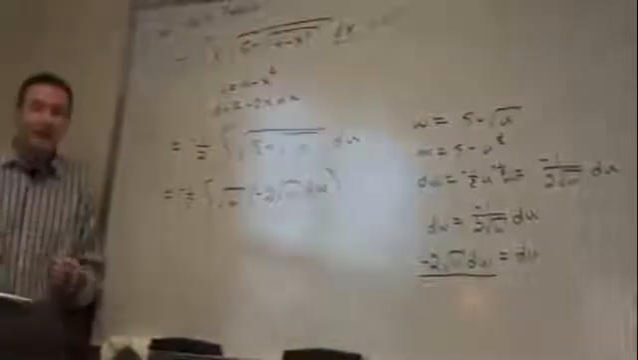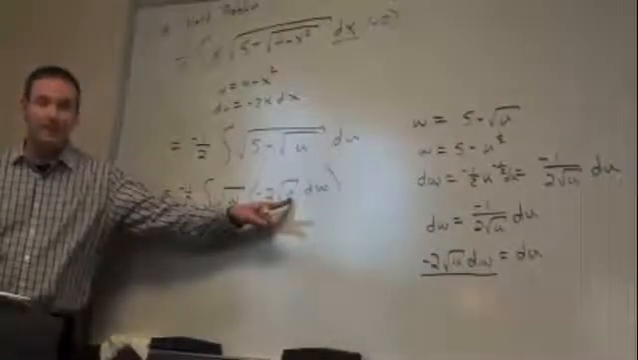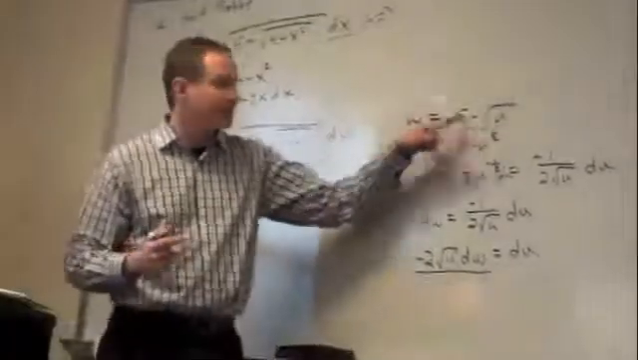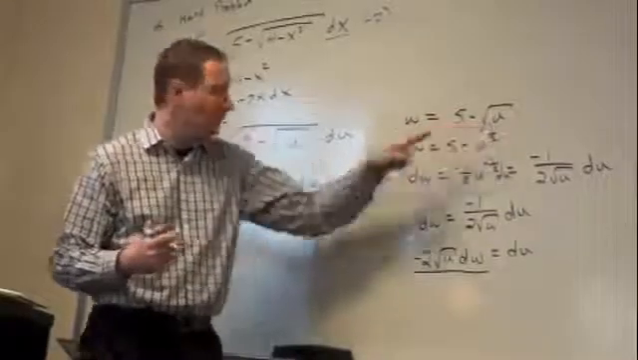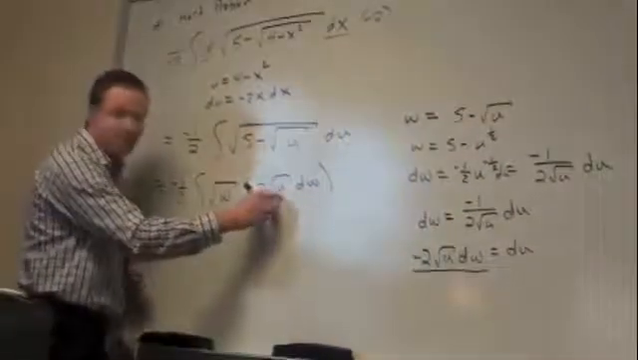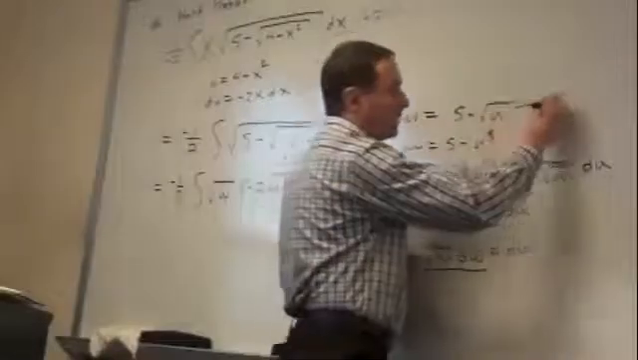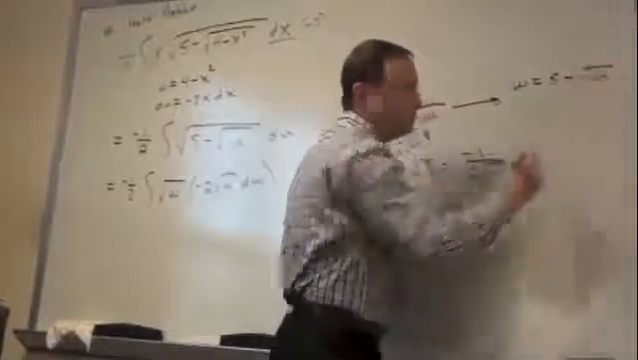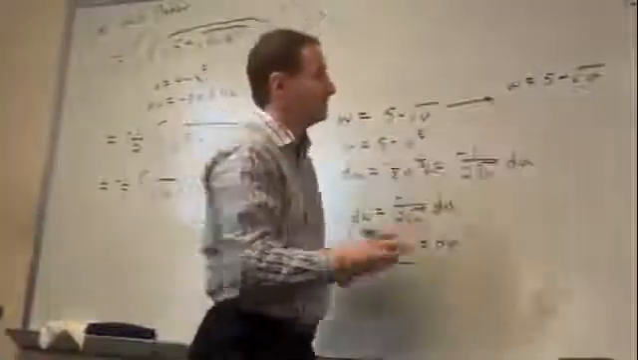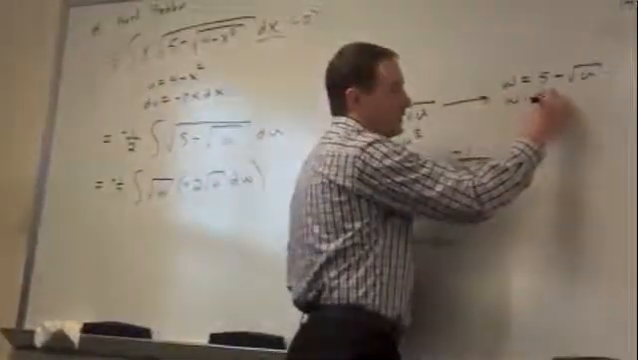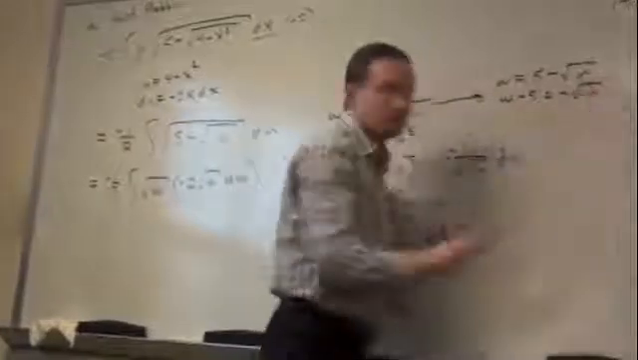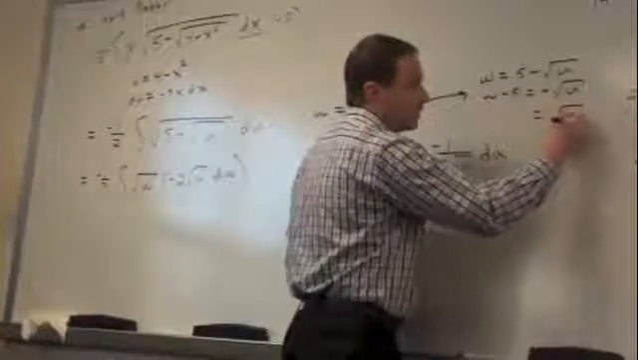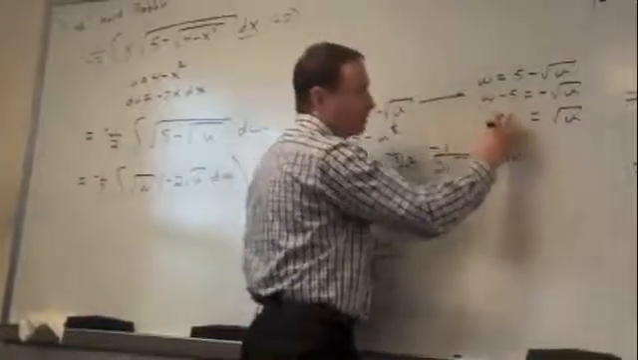The only thing that's bugging me is that right there. No problem. Why? I have a function that's combining w and u right here. So I need to solve for what is the square root of u. I'll go right here and say w equals 5 minus the square root of u. So w minus 5 is the negative square root of u. So the positive square root of u is 5 minus w.